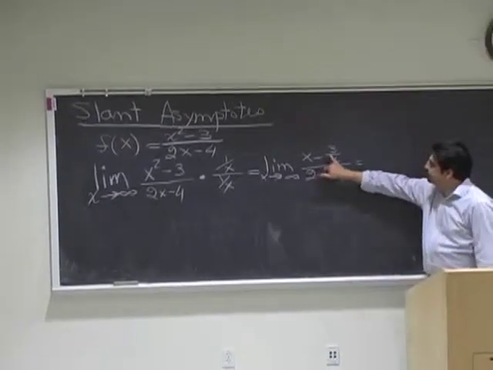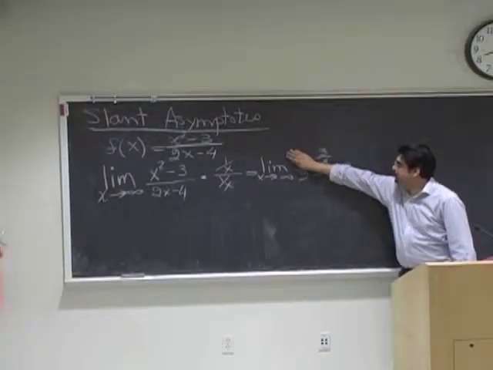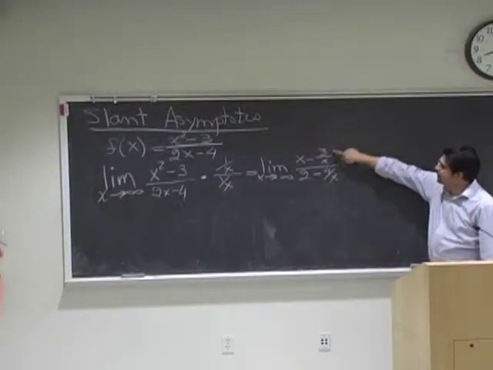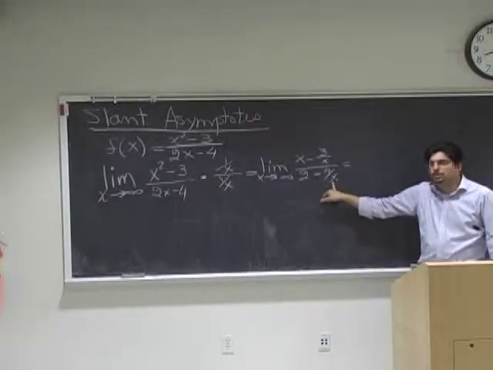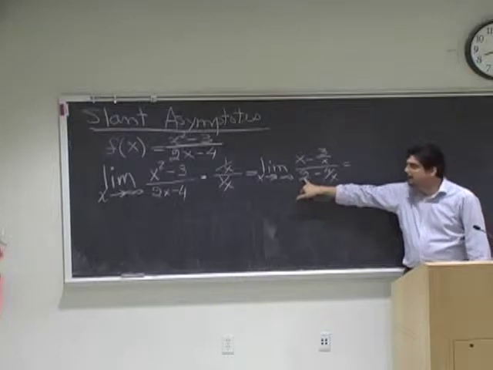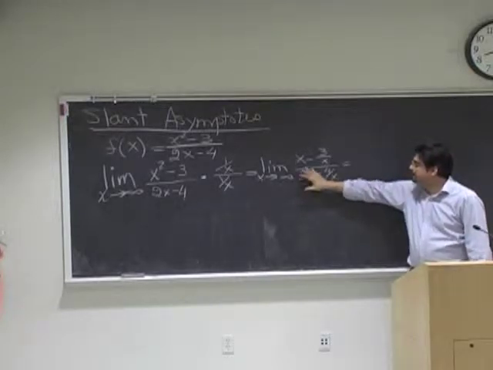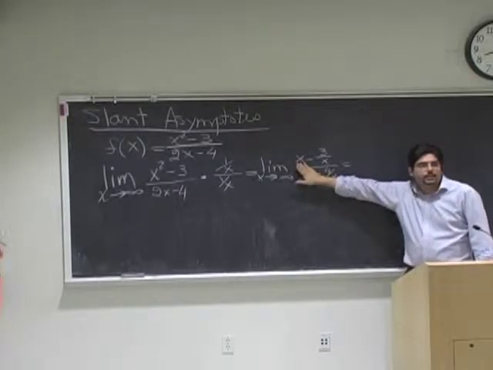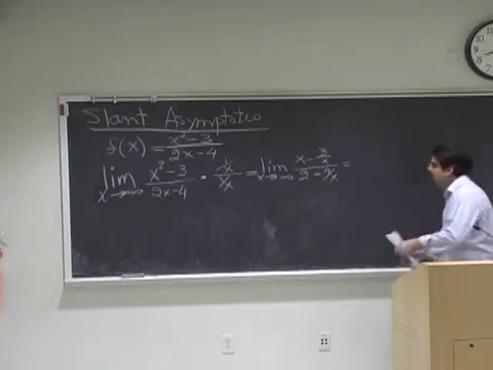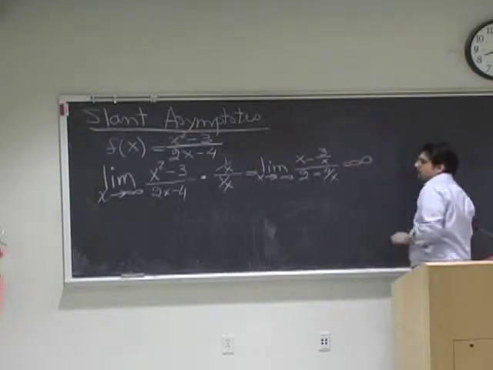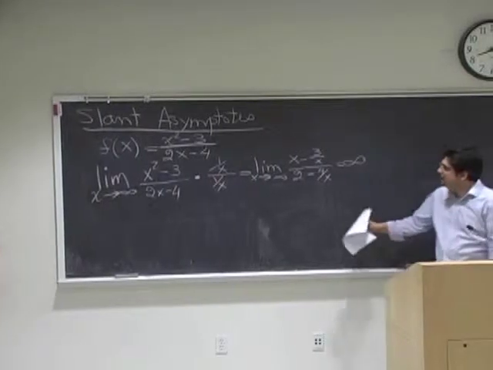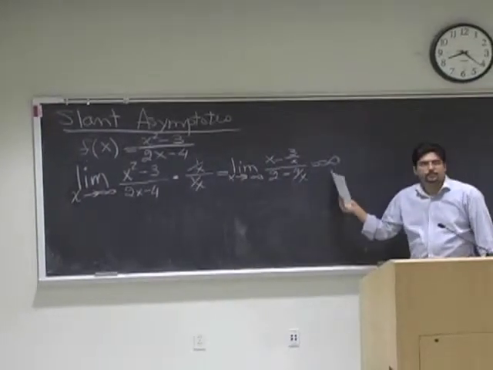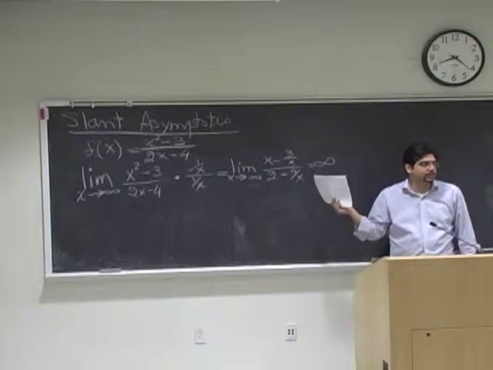So we hold off this term for a second. 3 over x goes to 0. 4 over x goes to 0. The limit of 2 is 2. But x goes to infinity. x gets really large. So this limit is infinite. In other words, the limit does not approach a number. So there's no horizontal asymptote here.